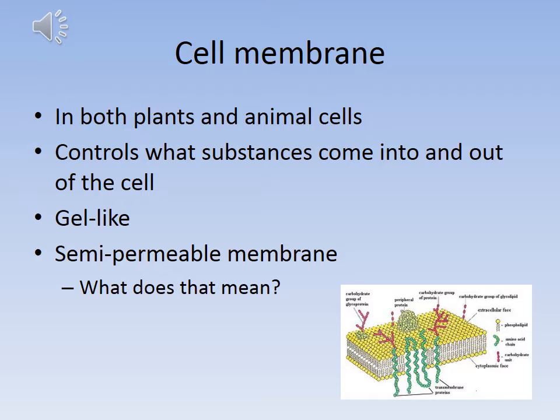The cell membrane is referred to as a semi-permeable membrane. This means that only certain materials are allowed through. You can think of this kind of like a screen in a window. It allows air to come in, but it keeps the insects out.